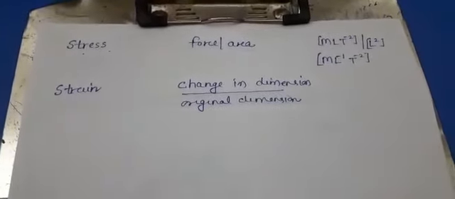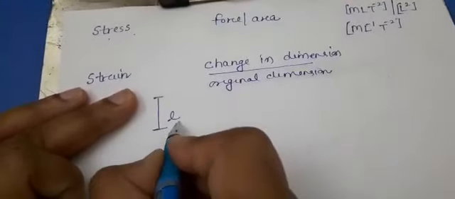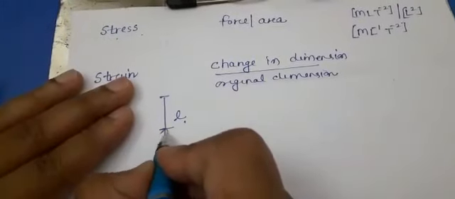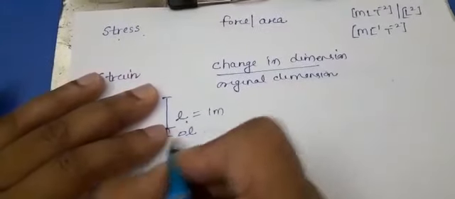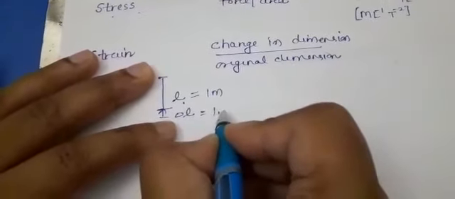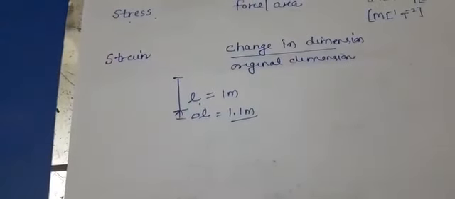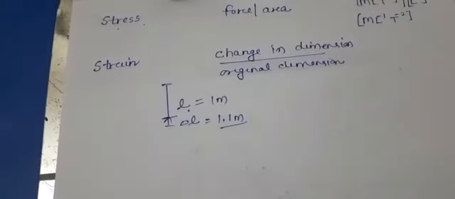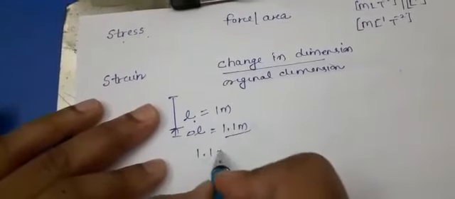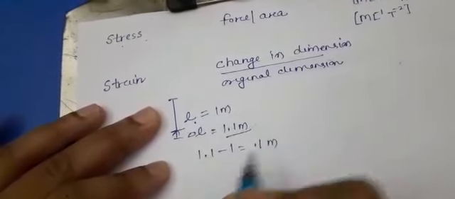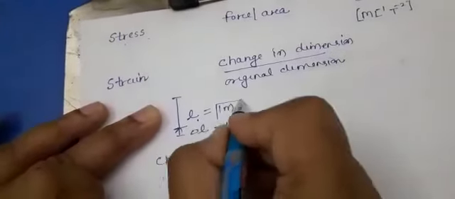Now to understand this, I am just giving you one example. Suppose this is a wire having length L. Let we are applying a force, let we are stretching it, let del L is extension. Like this wire is 1 meter. When extending, this is given to be 1.1 meter. Very small change on extension by applying external force. So here strain will be this change. It means 1.1 minus 1, that is 0.1 meter. This is change. And original dimension is 1 meter.